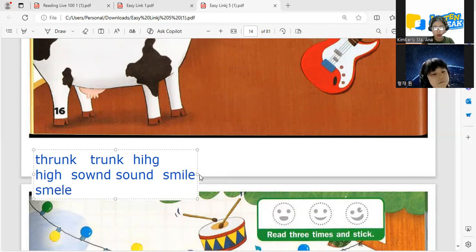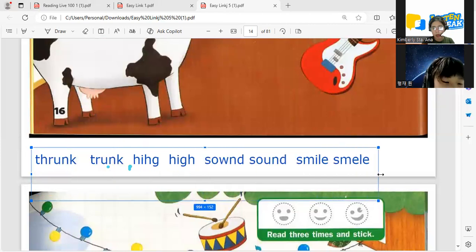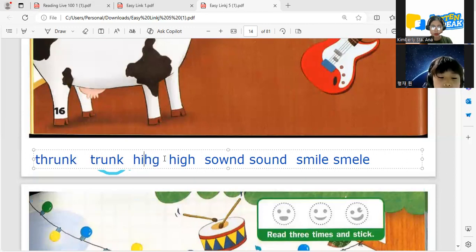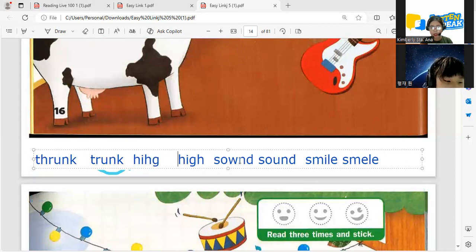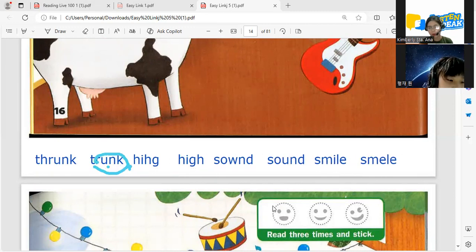Okay, so let's look here. How many sets of words do we have? We have a lot. And I want you to choose which one has the correct spelling, okay? Tell me which one has the correct spelling. That one? How about the next one? High, okay, that's correct.